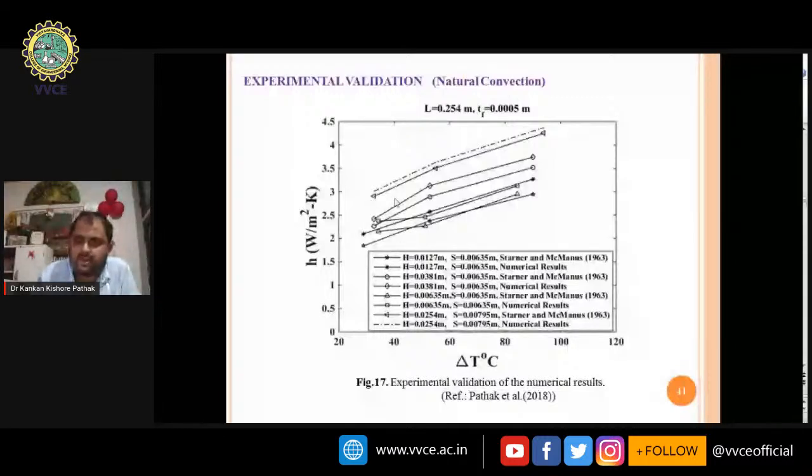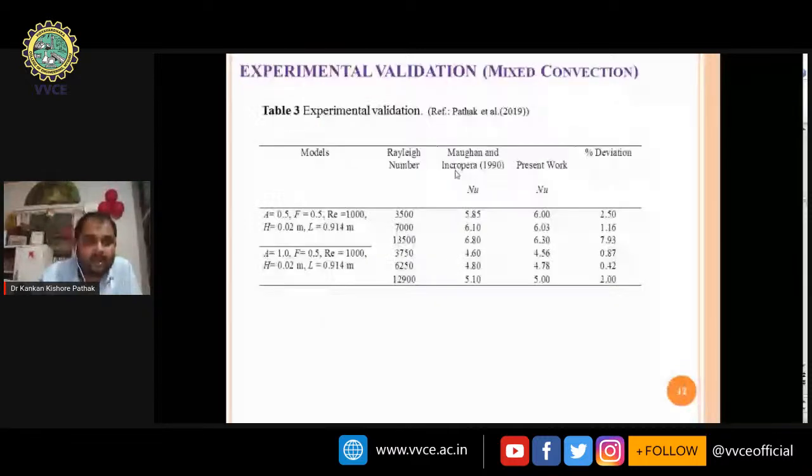This is for natural convection. The Turner and McManus work is a very old and popular work under natural convection. For mixed convection studies, we have compared our results with Morgan and Incorpora. Now you can see the present work and the Morgan and Incorpora for mixed convection. We have a percentage deviation of at most 8%, nearly 7.90%, which is very small.